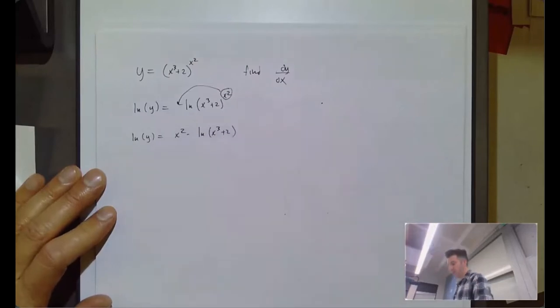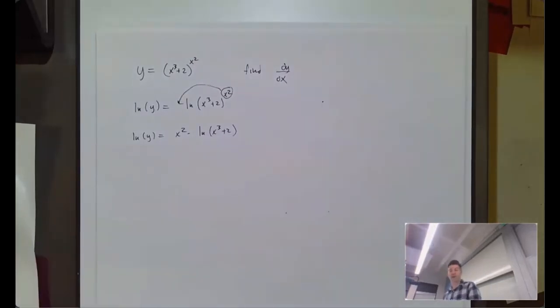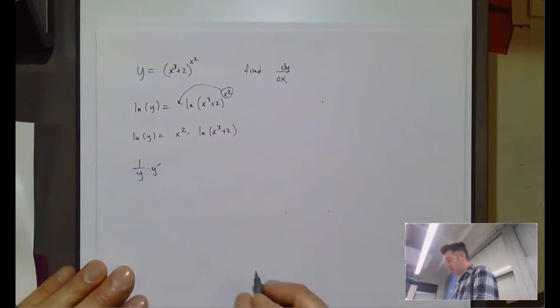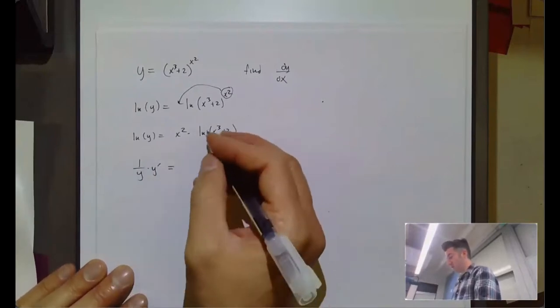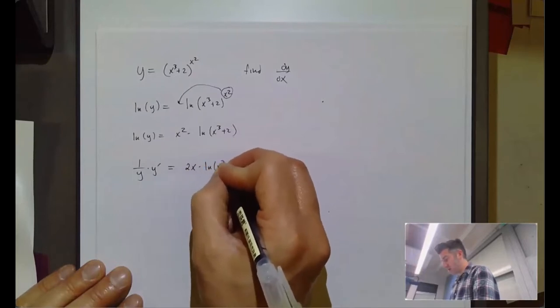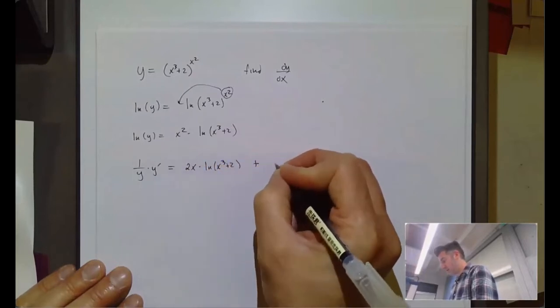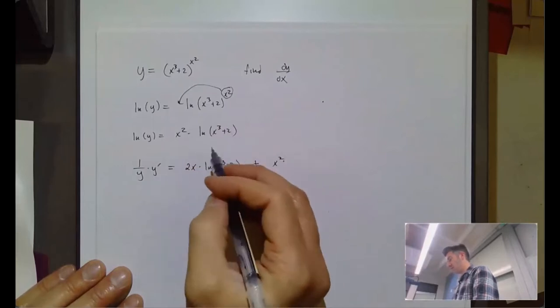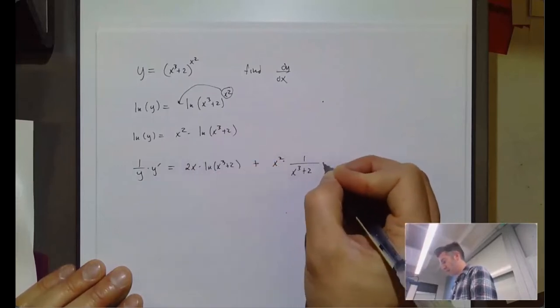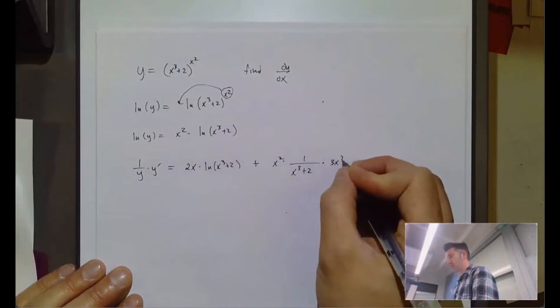So we have the natural log of y equal to x squared times the natural log of x cubed plus 2. And then we can differentiate both sides. 1 over y times the derivative of y is equal to, I got to use the product rule here. It'll be 2x times the natural log of x cubed plus 2 plus x squared times the derivative of the natural log of x cubed plus 2, which is 1 over x cubed plus 2 times 3x squared.